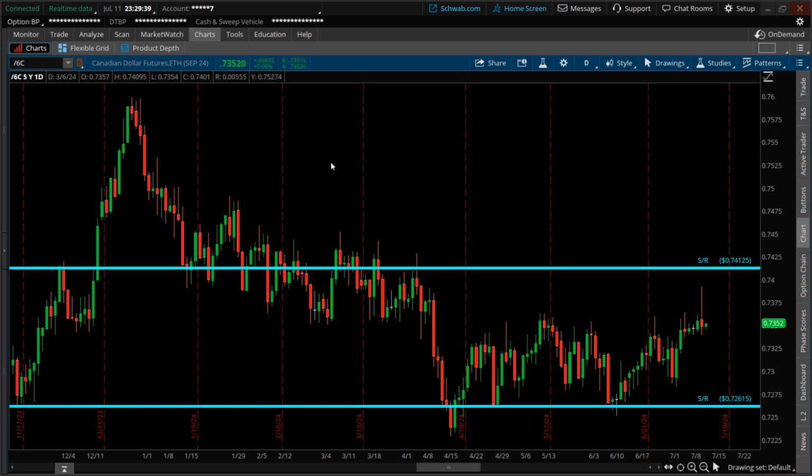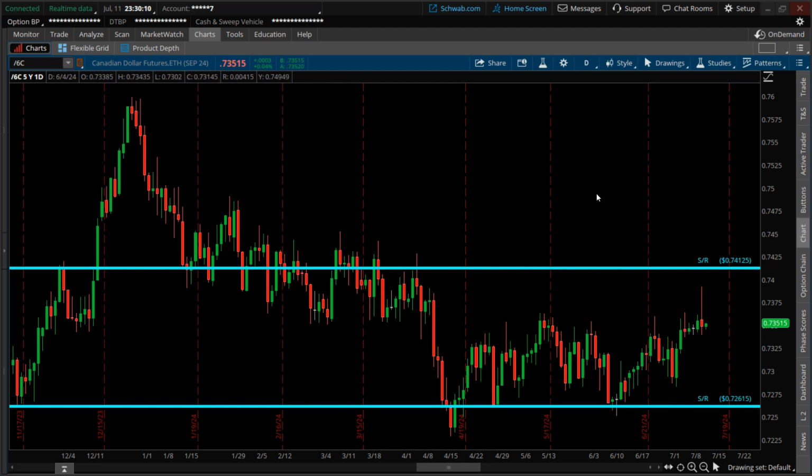Today's Thursday, July 11th, and this is a trade review on a position I just took a little while ago involving the Canadian dollar futures. The ticker symbol is /6C, and as of the time of this recording, the spot price is quoted at 0.73515. And considering the calendar will be turning into Friday, July 12th in about 30 minutes, I thought I'd get a head start on this review.